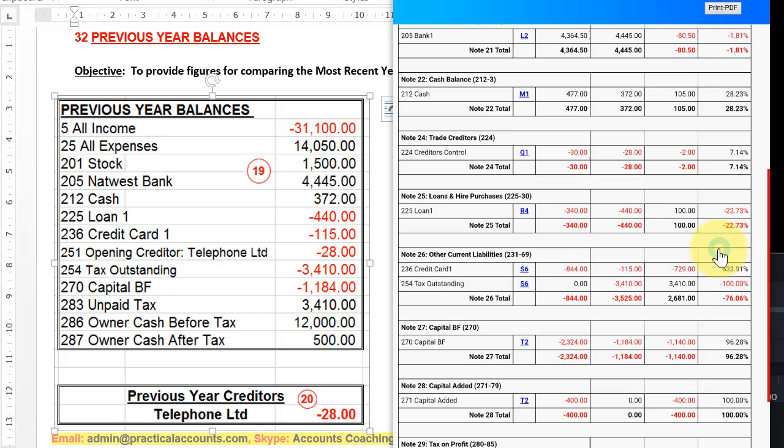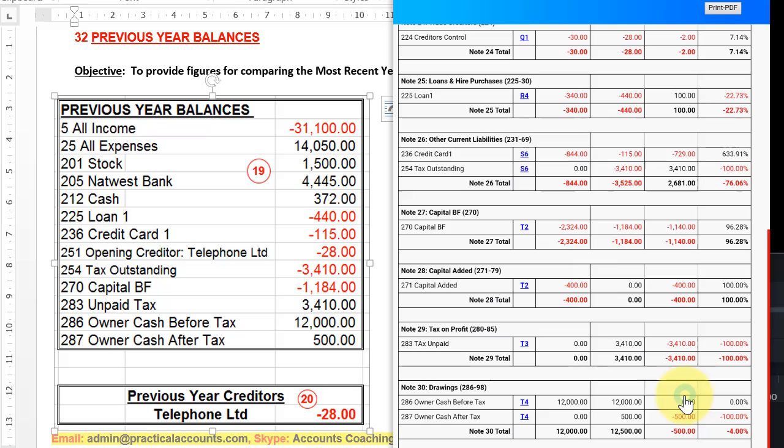It's amazing how this is done by the click of a button, and yet we used to spend lots of time to compute this. And then we look at the credit card. Credit card was this, has gone up to that, an increase of 729, which is 633% increase. And then we look at the capital brought forward from 1184 to 2324, an increase of 1,140, more or less double. Now capital added from 0 to 400, that is 100% increase.